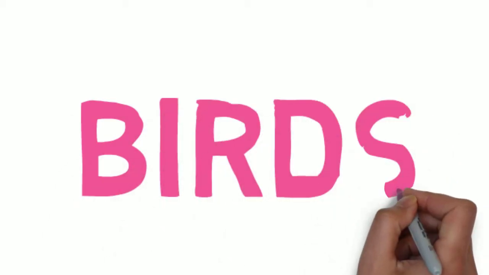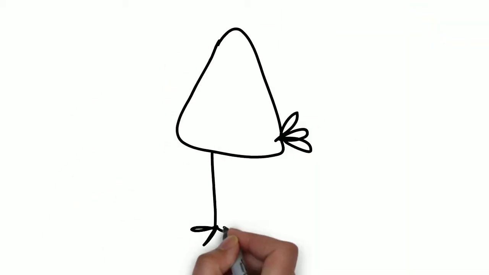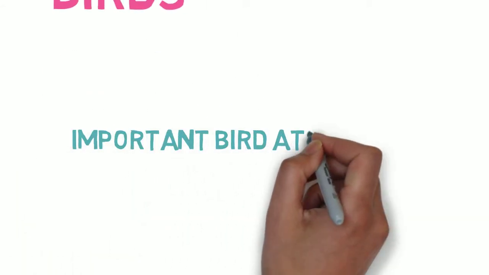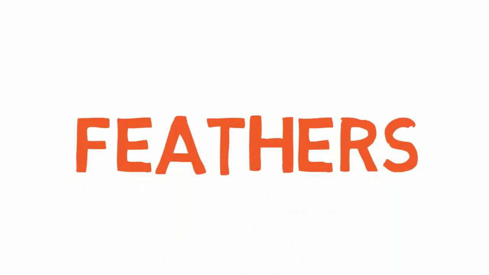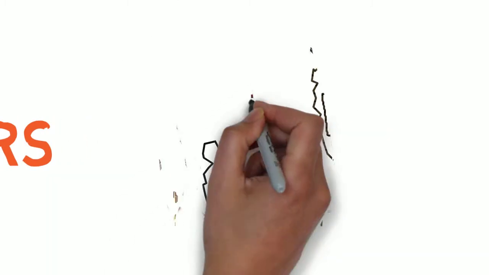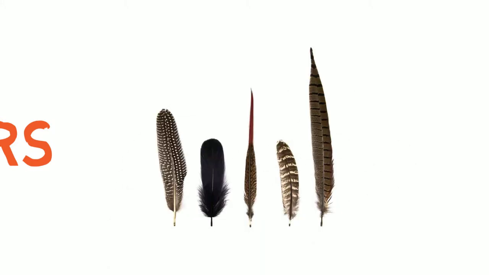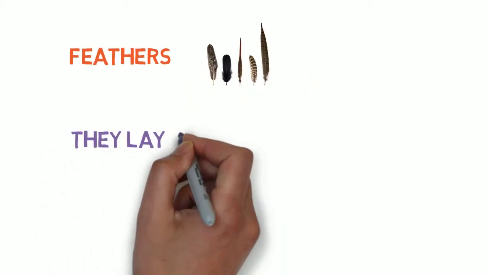Today, we are going to learn about different types of birds and their characteristics. Here are some important bird attributes and characteristics. Feathers are very important on birds. They help birds fly, and there's primary, secondary, and tail feathers.